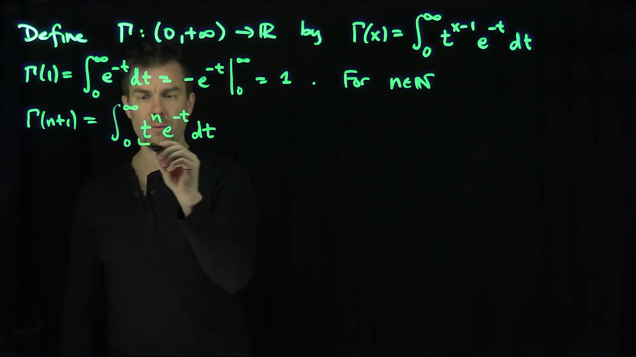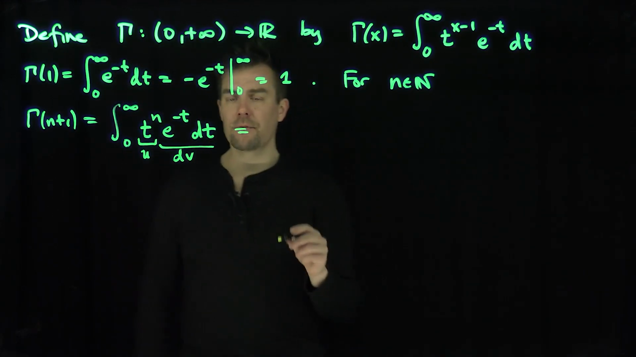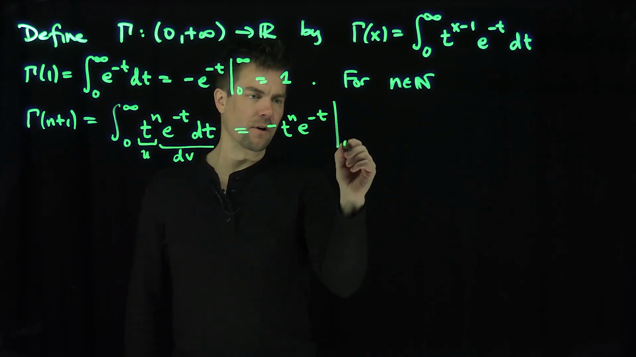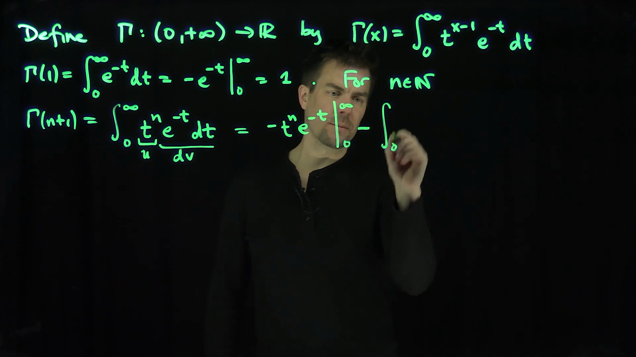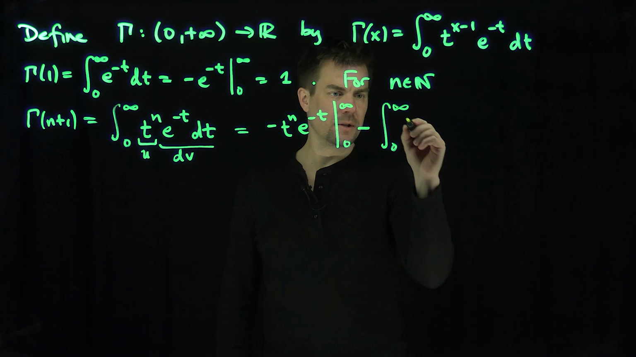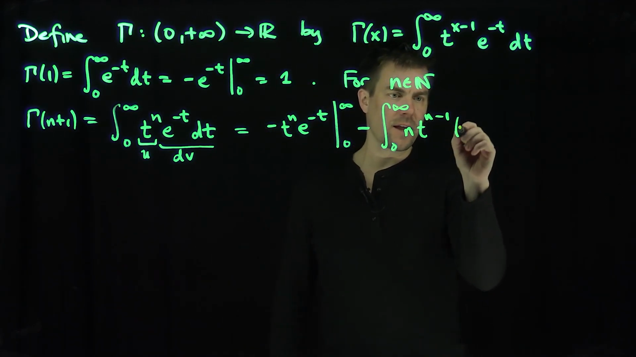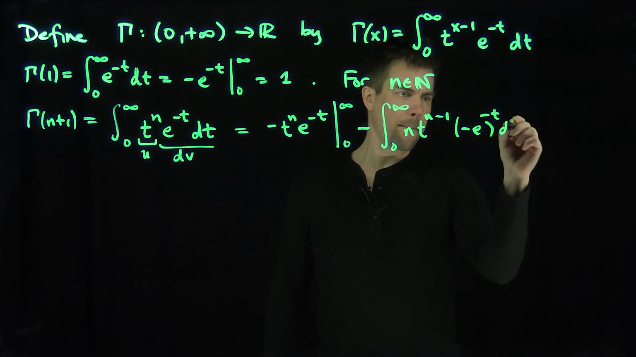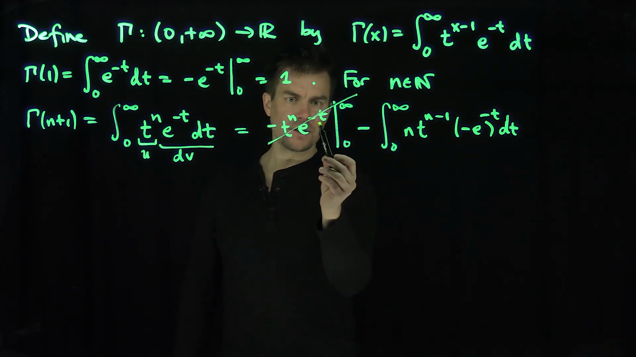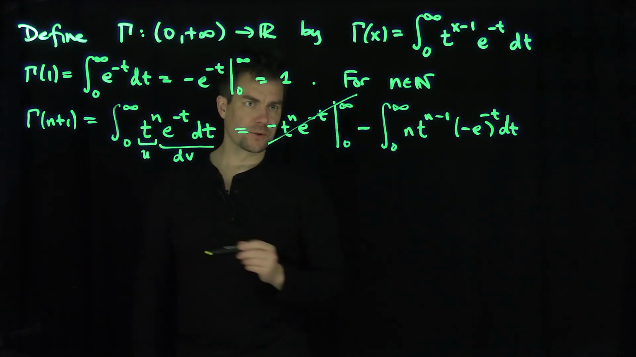So I'm going to integrate this by parts. We only need to do this trick one time. This is going to be my u, this is going to be my dv. Integrating by parts, I have u times v, which is negative t to the n times e to the negative t from 0 to infinity, minus the integral from 0 to infinity of v du. That's going to be n t to the n minus 1 times negative e to the negative t dt. Now those limits are 0 if n is greater than 0, because if I plug in infinity, e to the negative t dominates the polynomial, and if I plug in 0, the t to the n will be 0. So those boundary limits are 0.